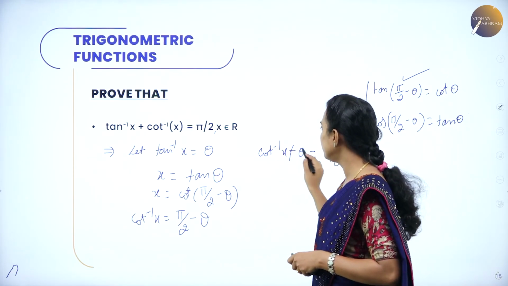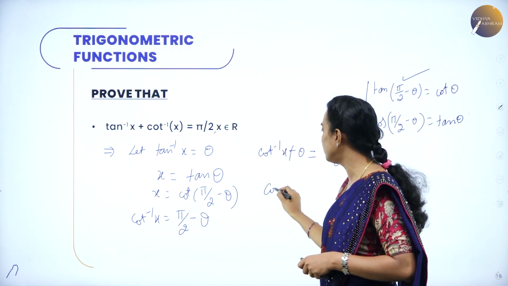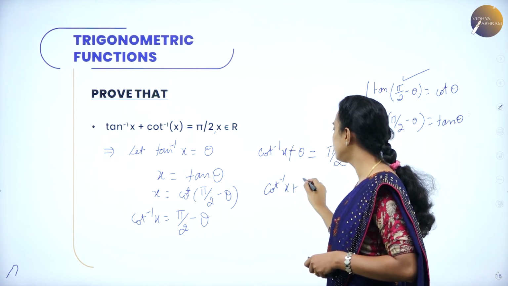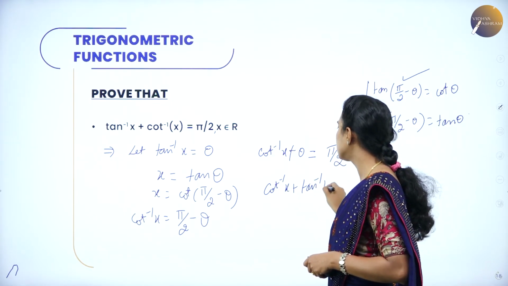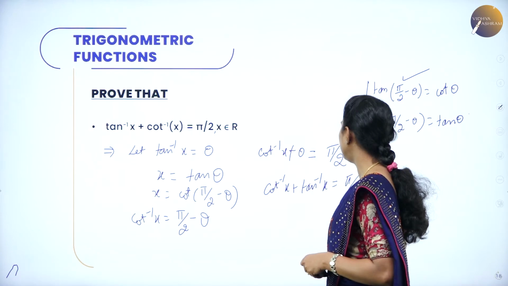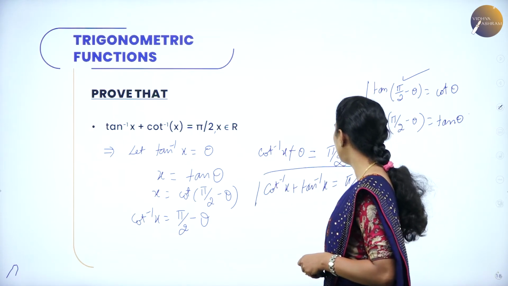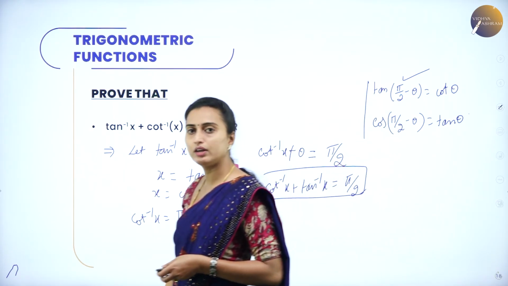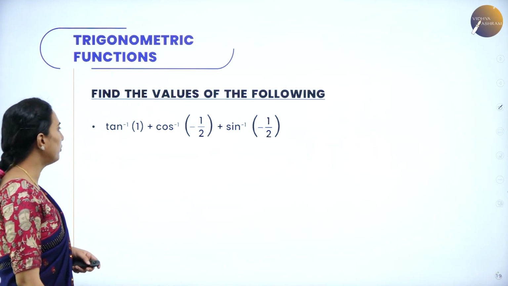Cot inverse x plus theta, and theta is nothing but tan inverse x. So cot inverse x plus tan inverse x is equal to pi by 2. This is the proof of the property. Are you getting this? Okay. We'll be moving on to the next.